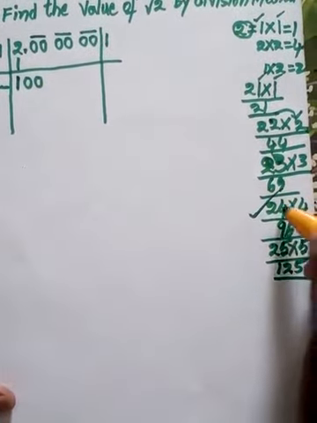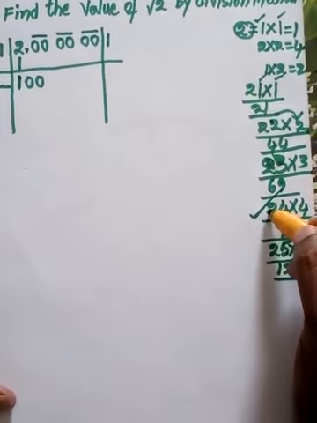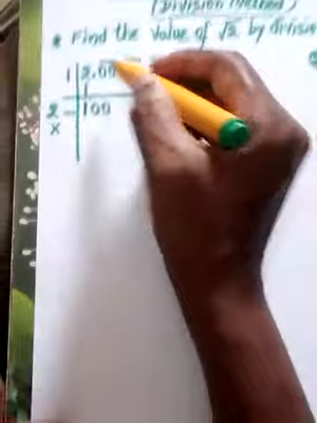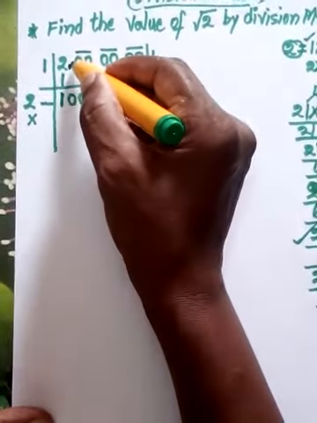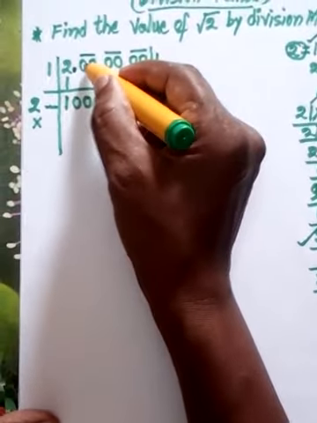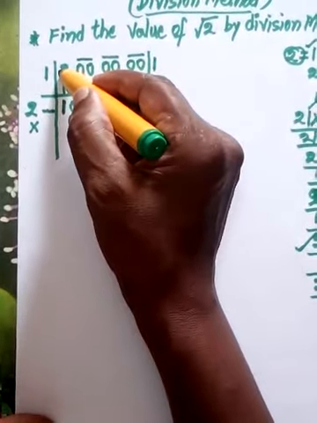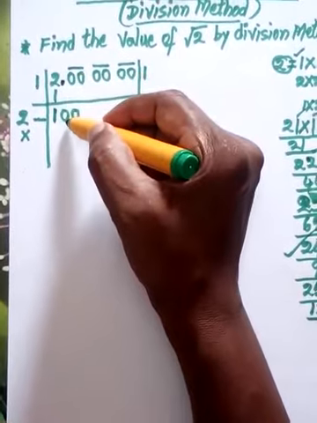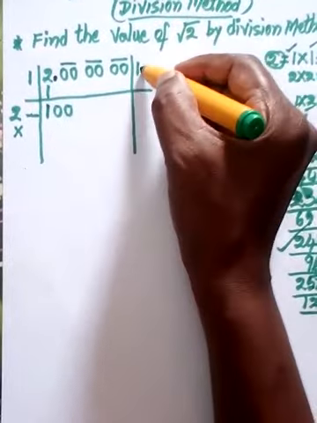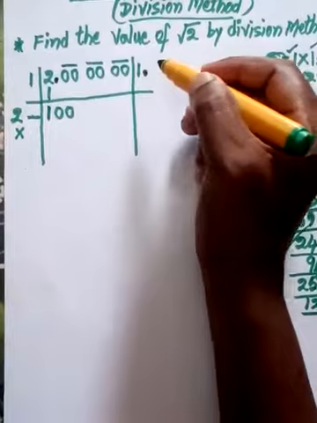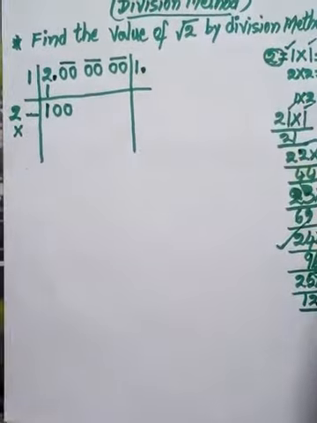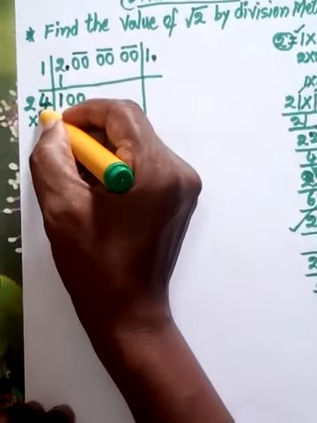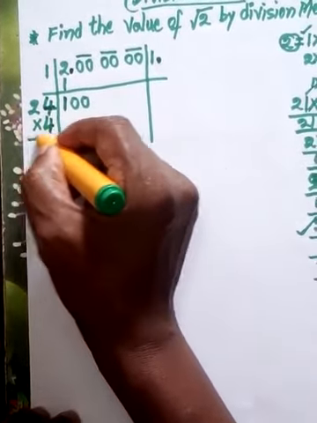Therefore we have to take this 4 after 2, that is 24 4s. Then, as all these are decimal places and this is a whole number, when we go to the decimal places, we have to write one decimal point in the quotient place also. Then we write this 4 after 2 and multiply with the same 4.